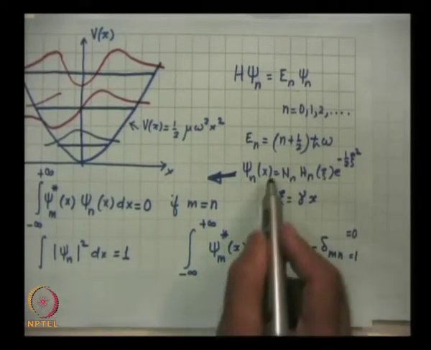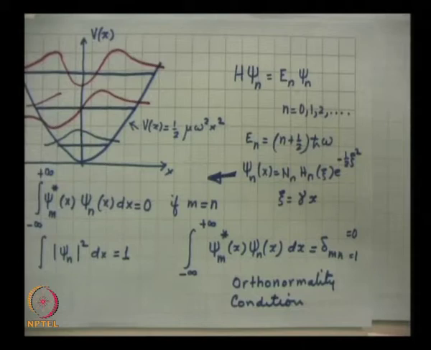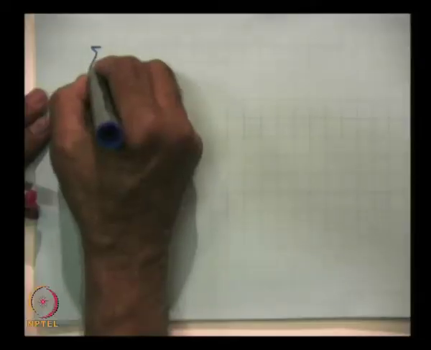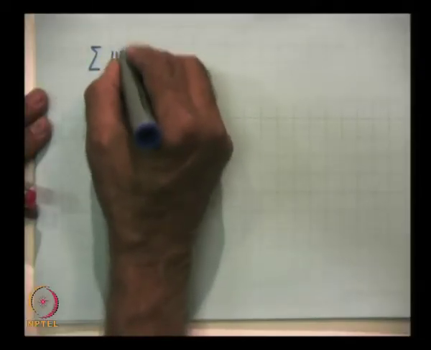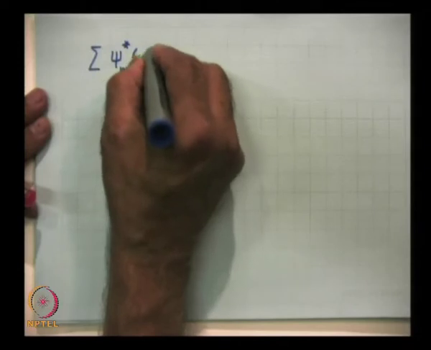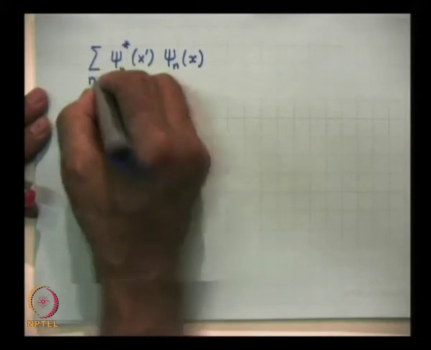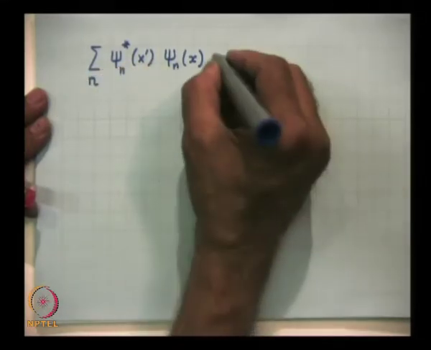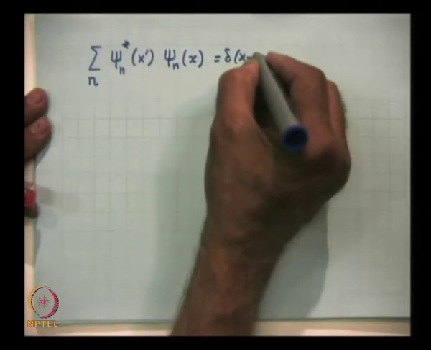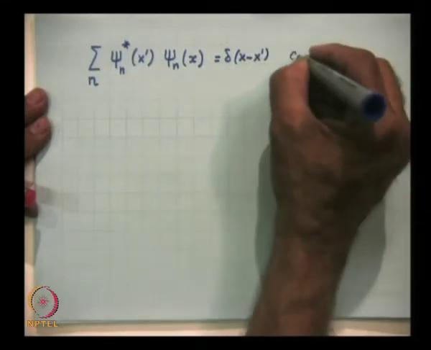This condition and these wave functions will satisfy this orthonormality condition. There was yet another condition that we had said, and that was the completeness condition, that summation psi n star of x prime psi n x summed over n is equal to delta of x minus x prime. This is the completeness condition.